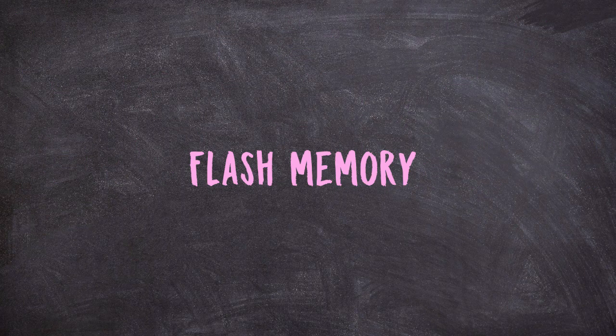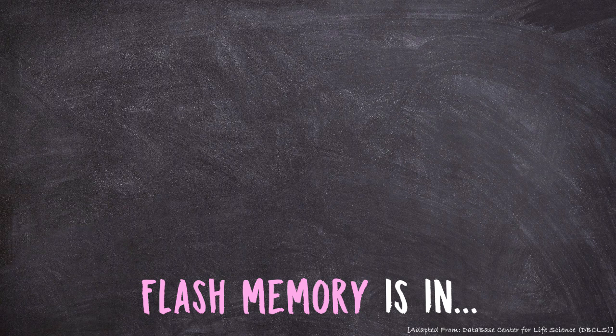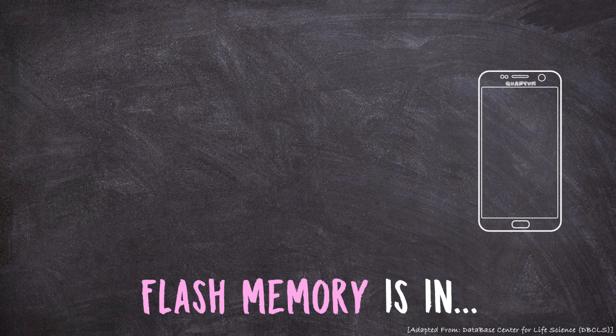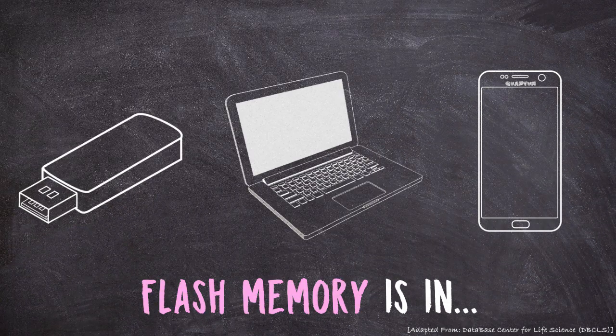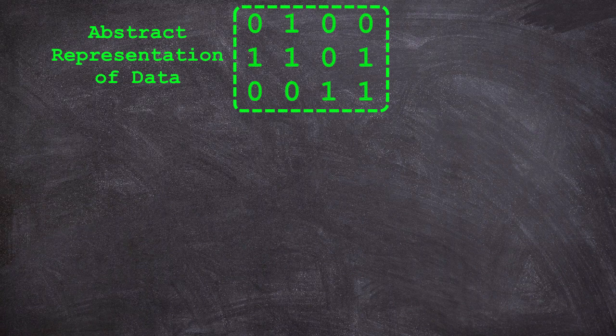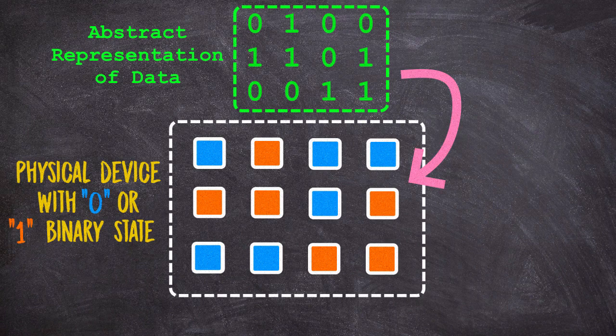But what is flash memory? Flash memory is the computer memory in your smartphone. It's the memory in a thumb drive, and chances are it's the memory in your computer or laptop. And whenever you make a memory, you need a way to store a single binary state, a 0 or a 1. That's what allows you to store digital information.